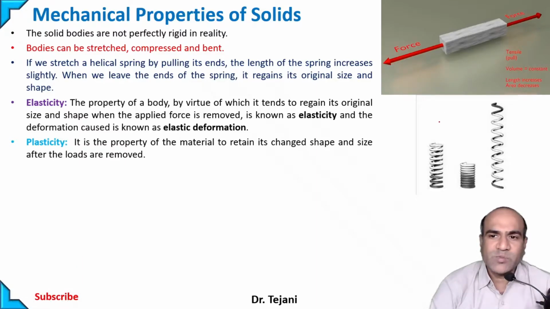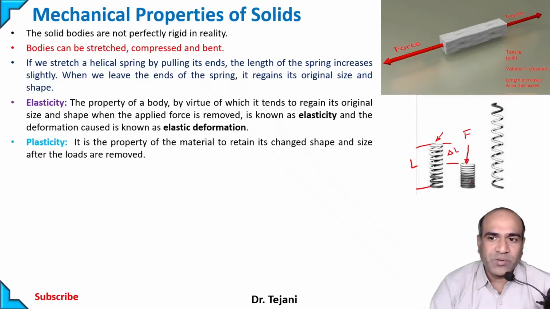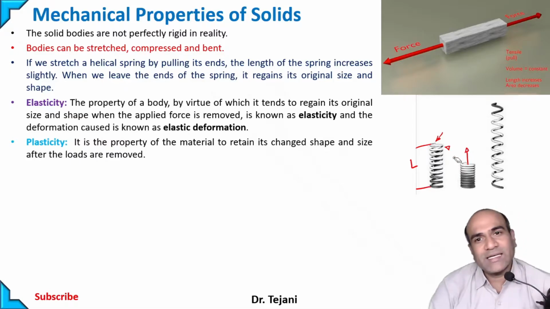So we have taken the example of a spring. Say for example, this is a spring which has some length L, and if we apply force on this spring, what happens? It compresses. Yes or no? You can see there is a force, say F applied, and there is a decrease in length, so there is a change of shape. But if I remove this force, what happens? The spring rebounds and goes back to its original shape and size. That property is known as elasticity.